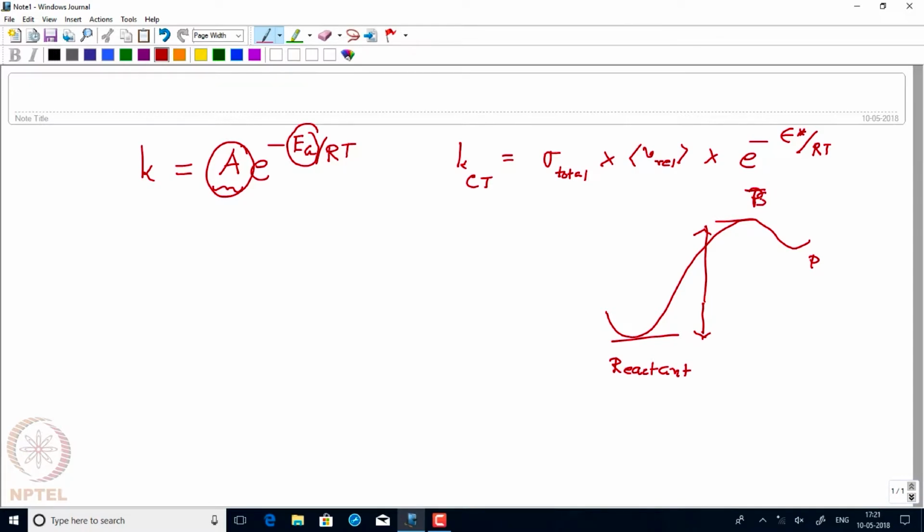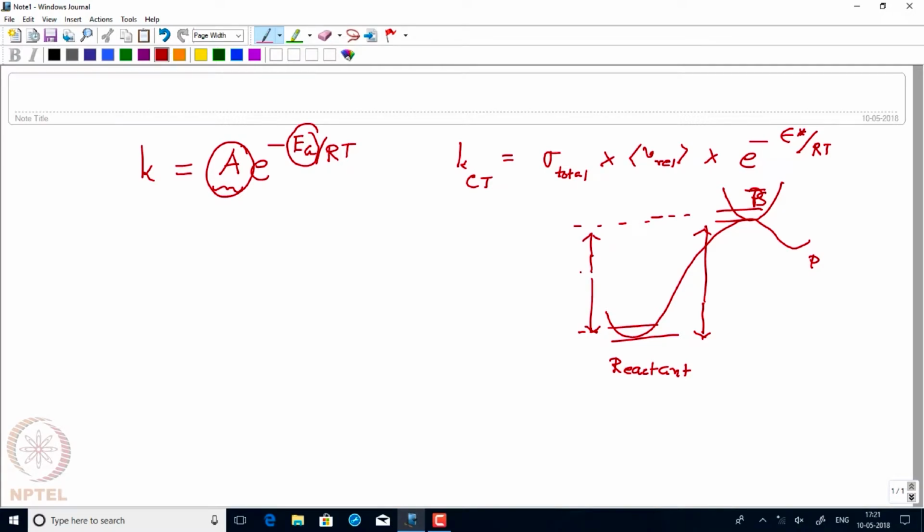Now, in this case, you will see that we can think in a more rigorous way that both the reactants as well as the transition state have some vibrational structure, and in that case E star actually denotes the difference in the zero point energies. So, that correction will be made here.